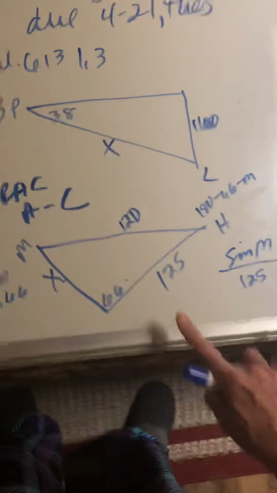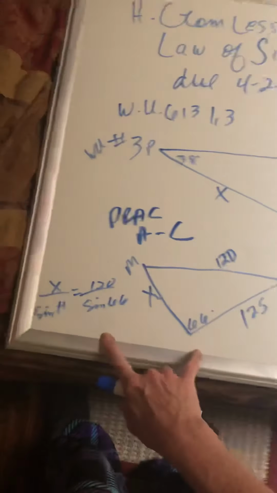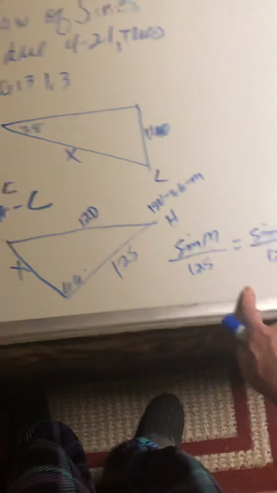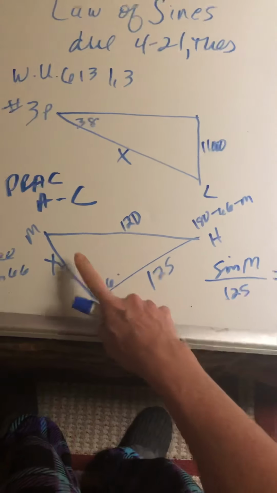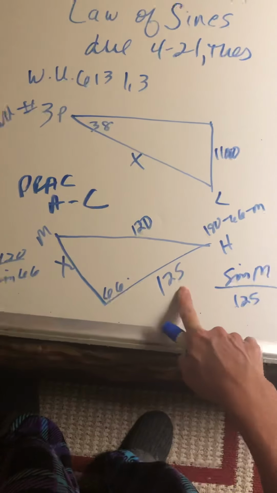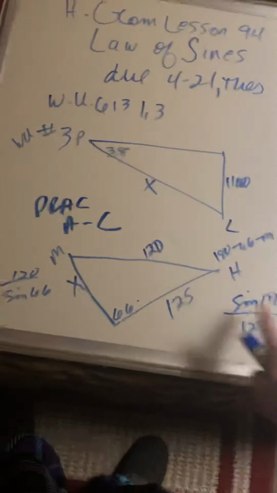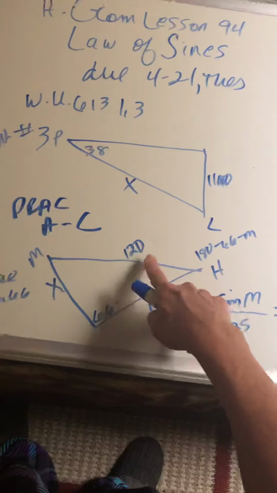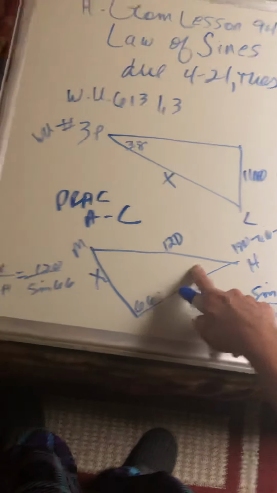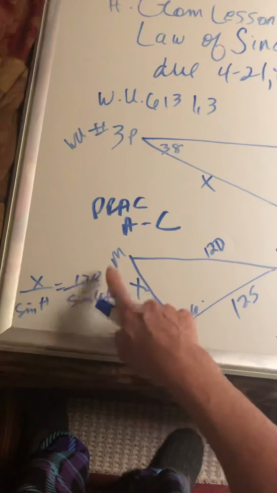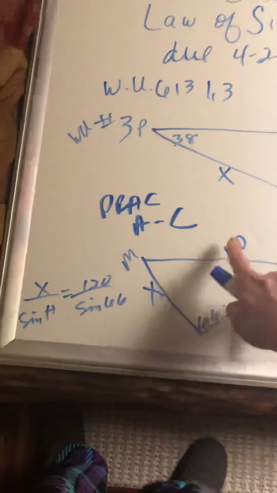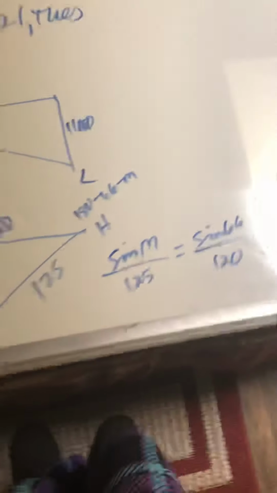So I've pretty much set this up for you, equations and all, that you need to finish for C. But you've got to find angle M first because you've got the side across from M. That's what this is. Then do 180 minus 66 minus M to get H. Then set X over sine of H equals 120 over sine 66. Okay, so that's C. Should help you on that one.